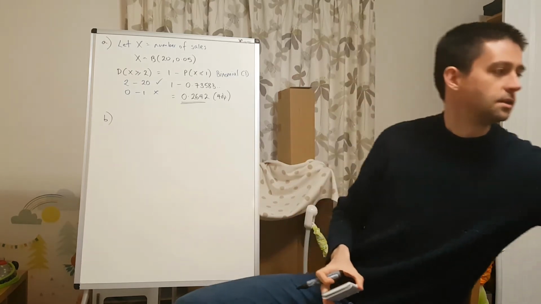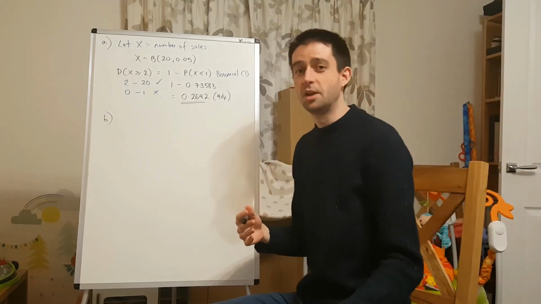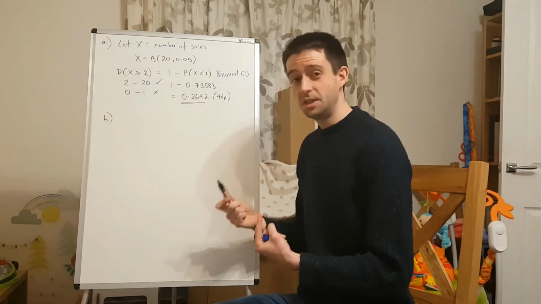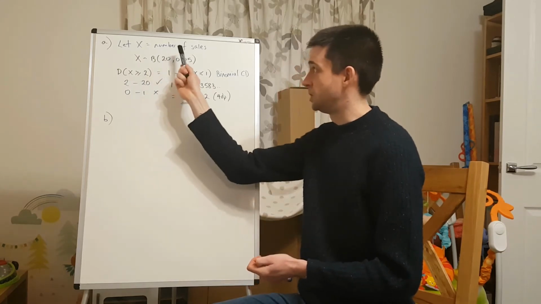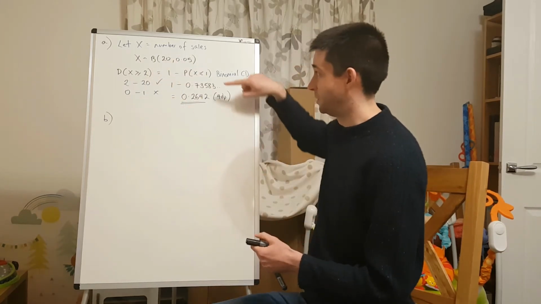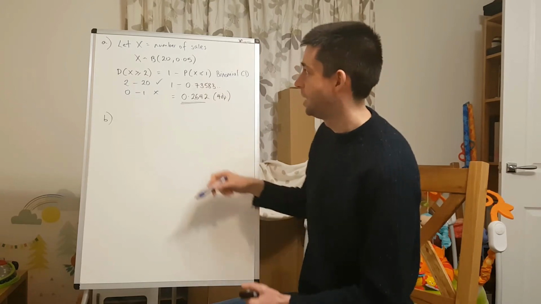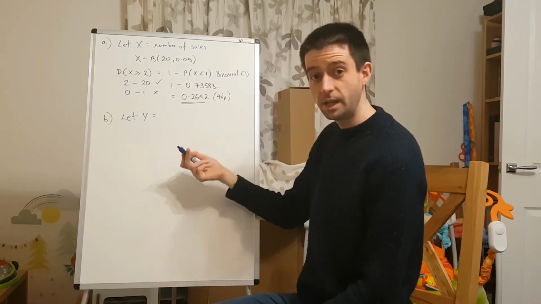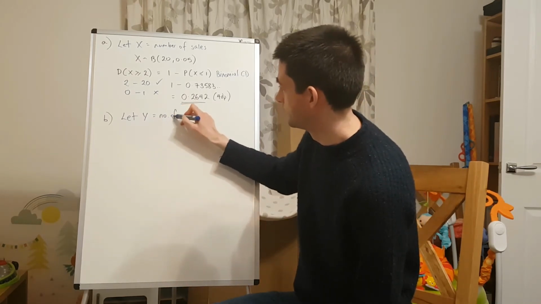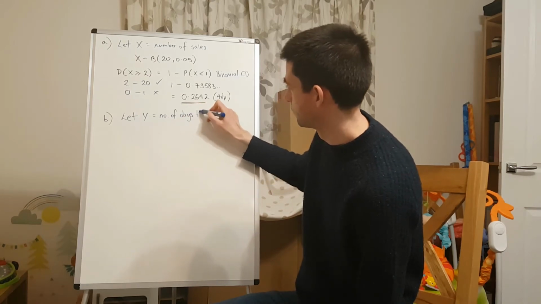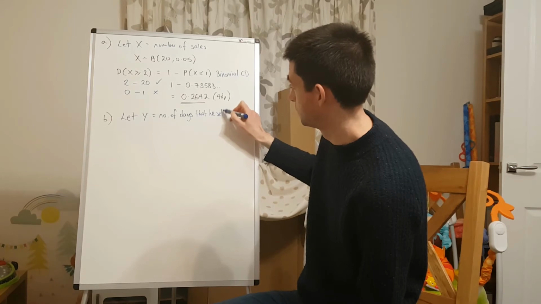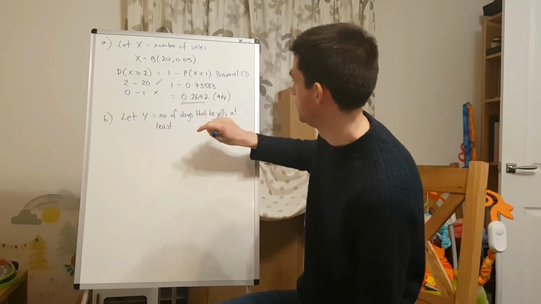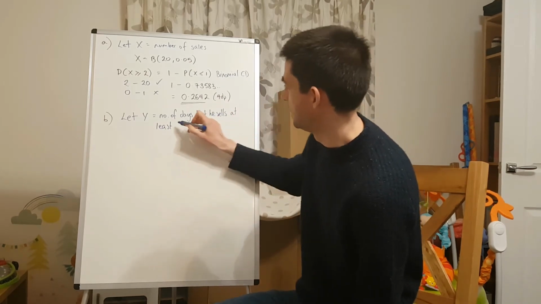Now, part B. Part B is asking, find the probability that on exactly 2 of the next 5 days, the car salesman sells at least 2 cars. Now, this is a different question, because this isn't about a specific number of cars being sold. This is about this happening on a specific number of days. So I've actually got a new binomial distribution here. So I'm going to write this out. I'm going to let Y equal the number of days that he sells at least 2 cars.